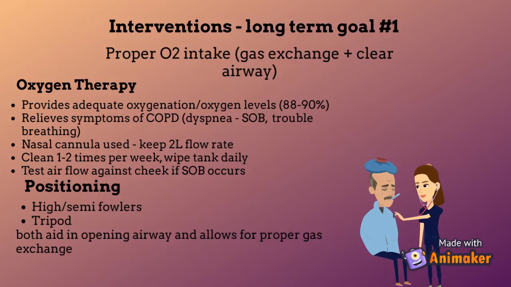The next interventions relate to proper oxygenation. Since the patient needs to keep oxygen levels at around 88 to 90%, we would put the patient on a nasal cannula and keep a 2-liter flow rate. I would also teach the patient how to test airflow against their cheek if shortness of breath occurs, as well as positioning the patient in high Fowler's or semi-Fowler's positioning or tripods, which helps in opening the airway and allows for proper gas exchange.